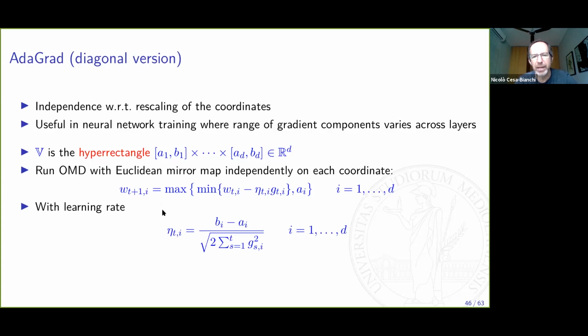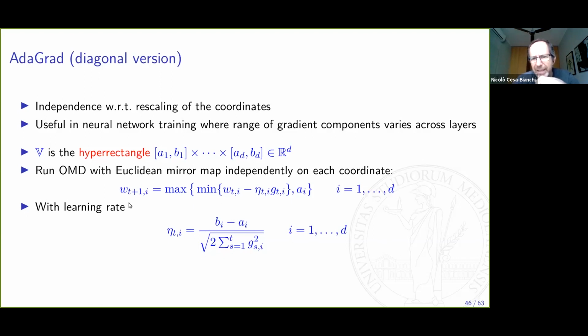And we can choose the learning rate exactly as requested by our general online mirror descent, but we now choose a learning rate which depends on each single coordinate, because we want the algorithm to adapt to the scaling of each component of the gradient. So now you see the learning rate depends on the scaling of the gradient components for each component i. Okay, so now we are running these instances of online mirror descent, one in each coordinate, and we are doing updates, one for each coordinate.